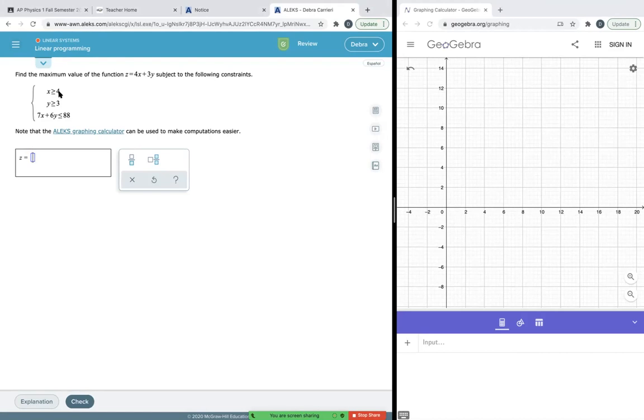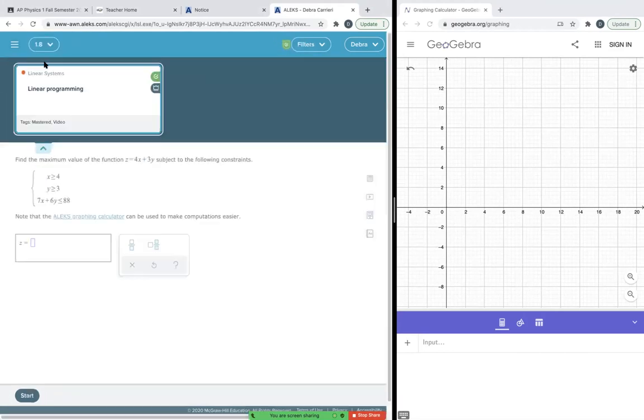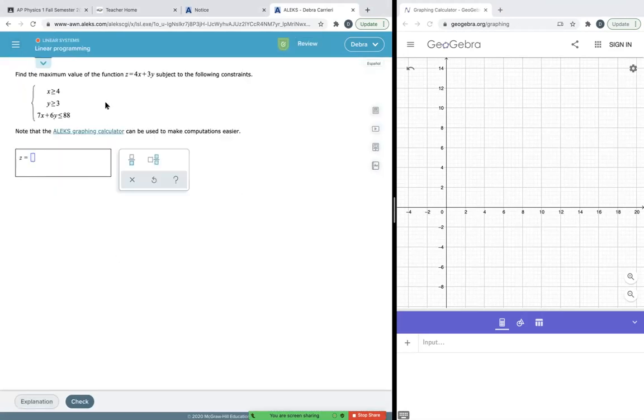Now, the other thing we did in 1.7 is we would find the vertices, the coordinates of the vertices of those solution regions. So that was kind of leading up to this. Now in 1.8, we are asked to continue that process, except now we have a function here.